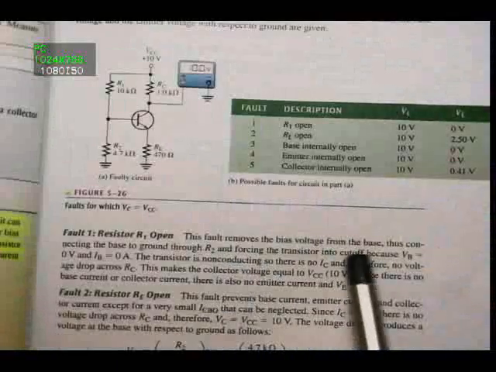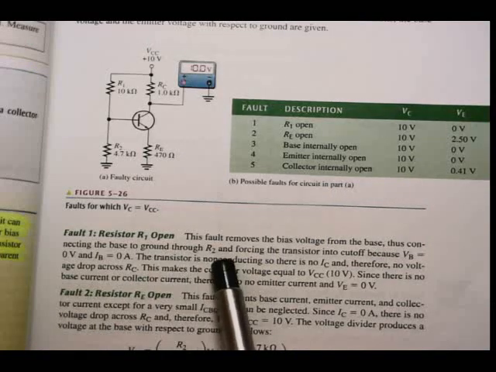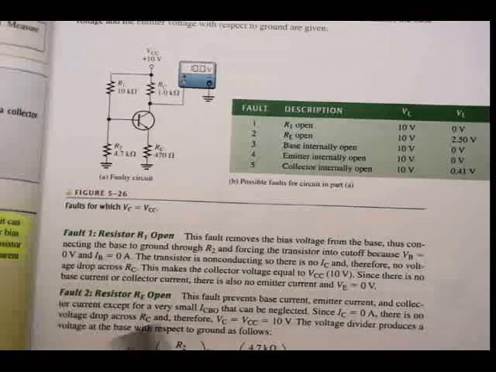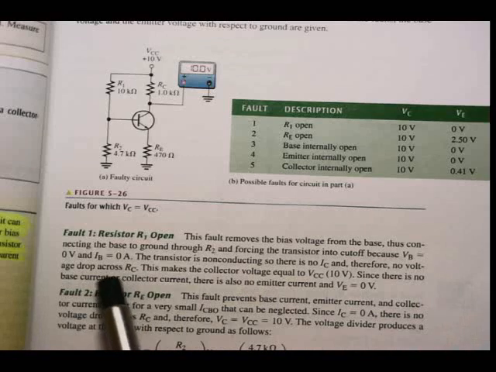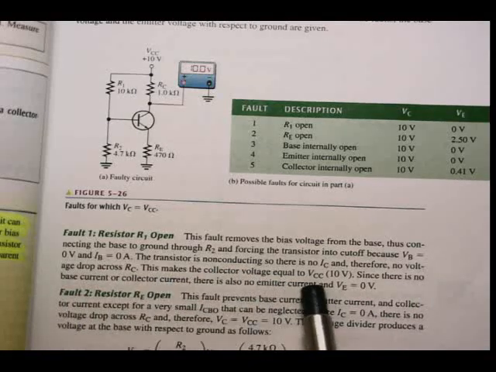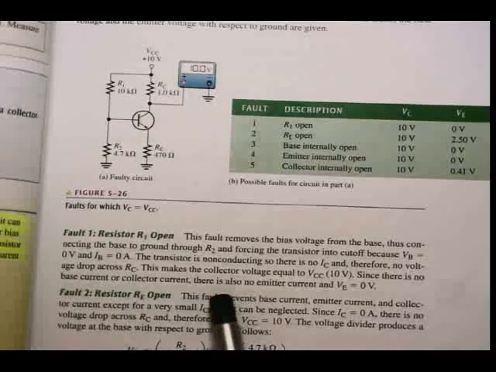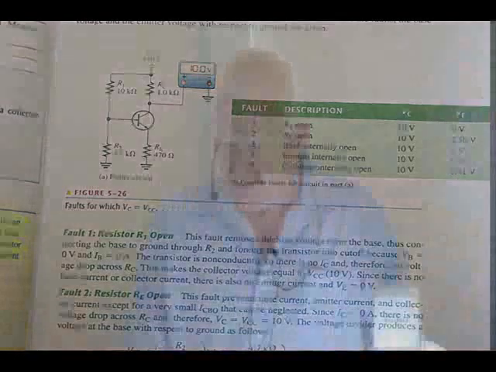This fault removes the bias voltage from the base, thus connecting the base to ground through R2 and forcing the transistor into cutoff, because VB is equal to 0, IB is equal to 0. The transistor is non-conducting, so there is no IC and therefore no voltage drop across RC. This makes the collector voltage equal to VCC, acts like an open switch. Since there is no base current or collector current, there is also no emitter current, and of course then VE will also be equal to 0. Alright, so that could be the mistake or the problem in that case.